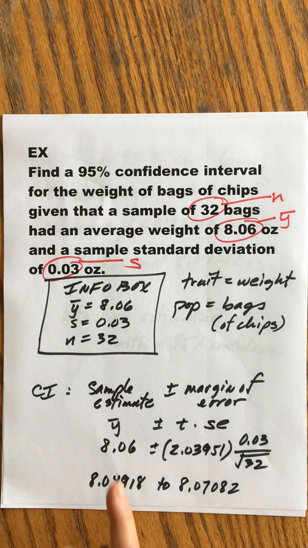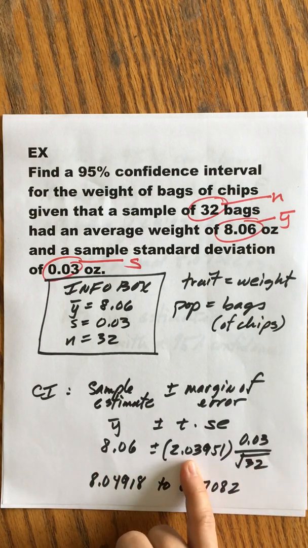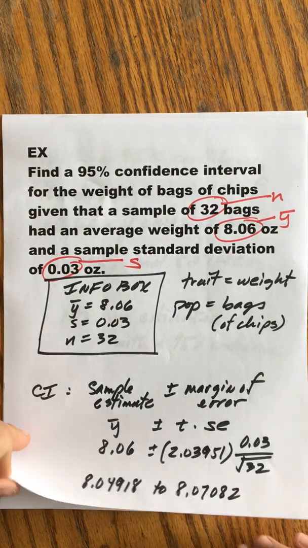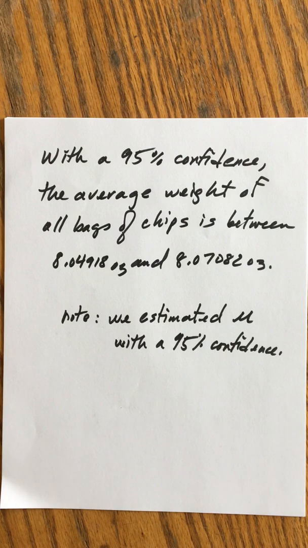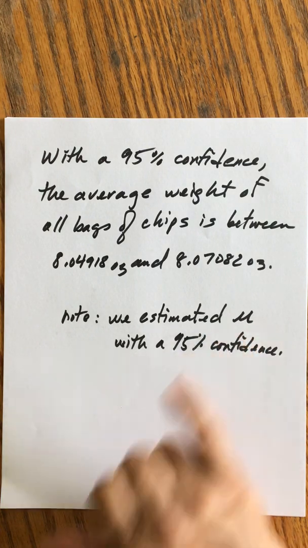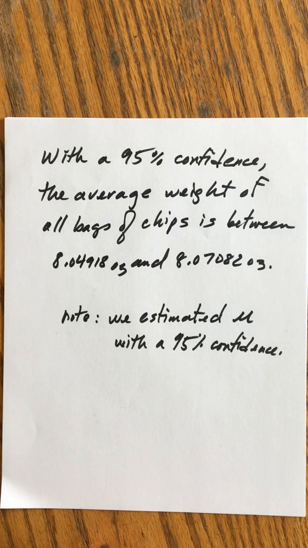For any confidence interval, you start out with a sample estimate and add or subtract a margin of error. Now I'm filling this in with the precise t value, and these are the values you'd get. You can pause and verify that if you'd like. Finally, when you interpret it, you'd say with 95% confidence, don't say confidence interval, the confidence, the average weight of all bags of chips is between 8.04918 ounces and 8.07082 ounces. Notice what we did here is we estimated the true mean, the mean of all bags. That's what we're estimating, mu, with 95% confidence.